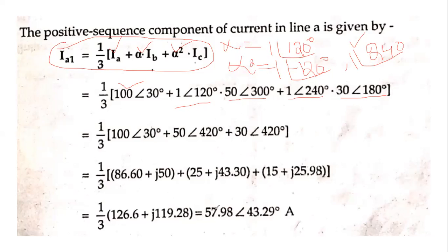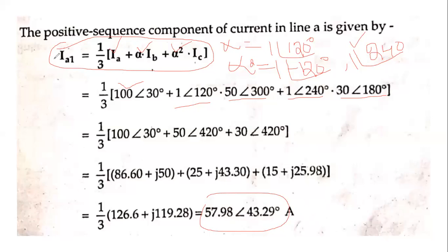Then we obtain the IA1 current. This is the positive sequence current at A phase. Simplifying these values, we obtain the positive sequence current at A phase as 57.98 at an angle of 43.29 degrees.